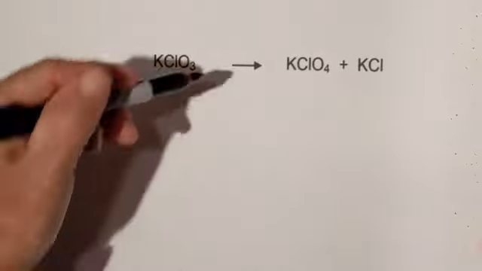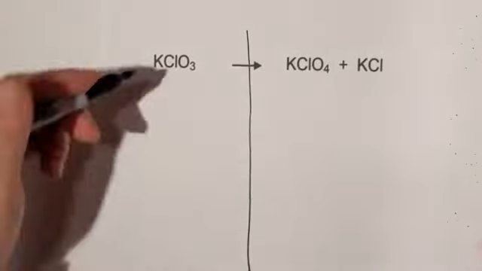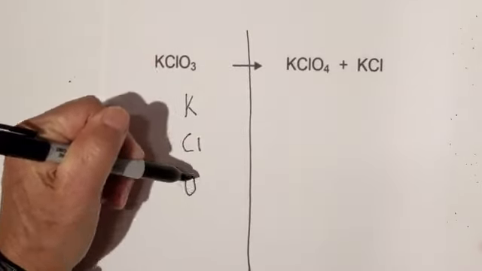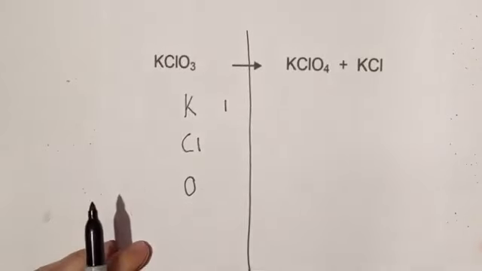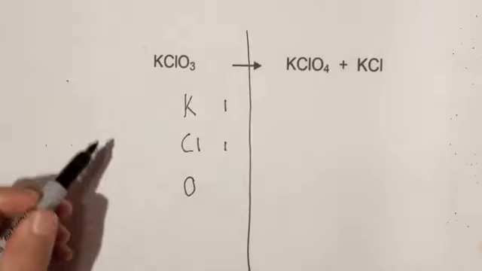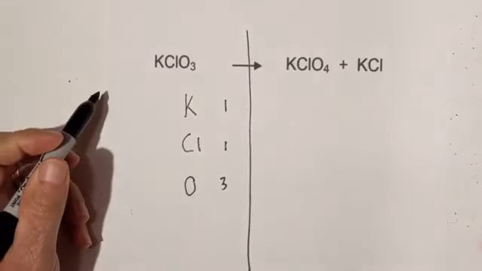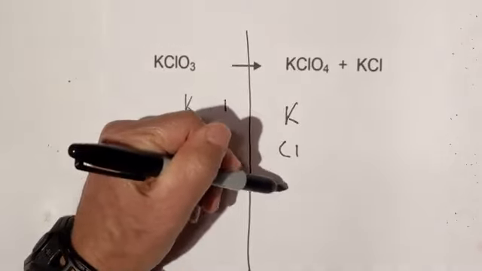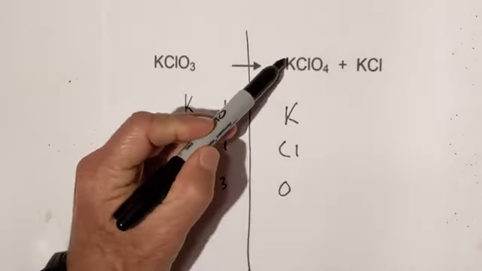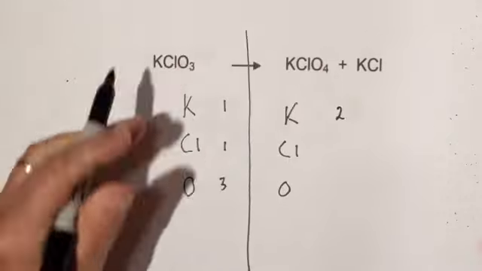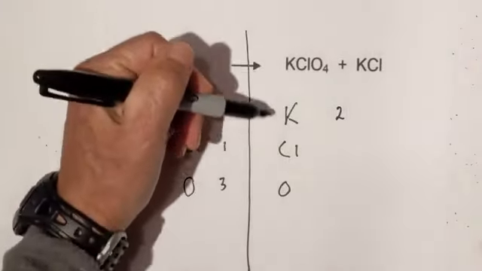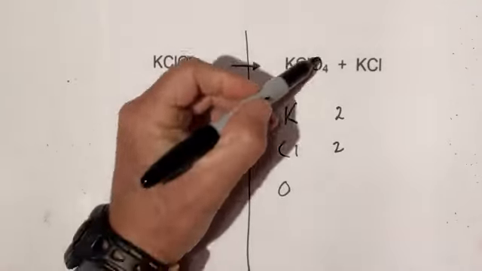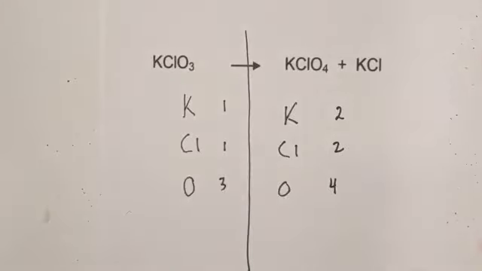Okay, last one, draw a line down. Let's separate the elements out. Okay, let's count. We have 1 potassium, we have 1 chlorine, we have 3 oxygens. Now on this side, let's do the same. We have potassium, chlorine, and oxygen. We have 2 potassiums, so I'm going to write a 2 there. It looks like we have chlorines. We have 1 here and 1 there, so we have 2 of those. And then we have 4 oxygens.